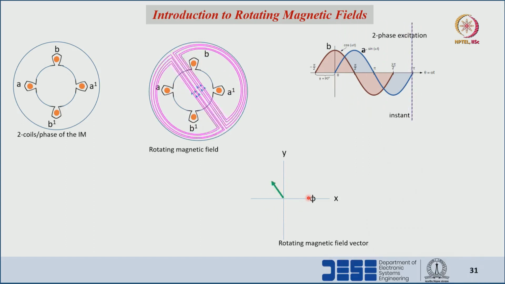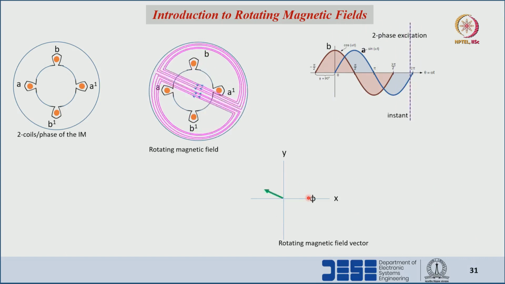And next we will discuss, if there is no mechanical displacement, what kind of magnetic fields will be there and how the rotating magnetic field vectors will be there. That we will see in the next lecture.